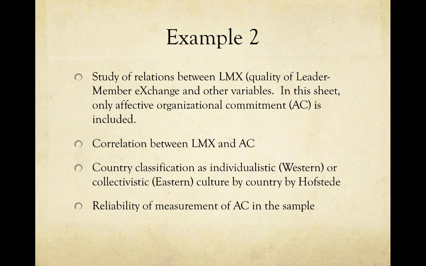The second moderator is the reliability of measurement of the affective commitment in the sample. The idea is that the higher the reliability, the larger the effect size should be. Now, in the Schmidt and Hunter approach, you would just disattenuate the correlations by that reliability. You wouldn't include that as a moderator. But in the Hedges approach, the reliability of measurement is considered a moderator, just like any other moderator.